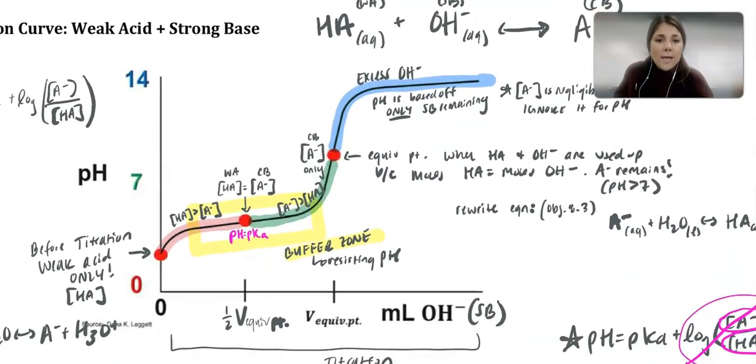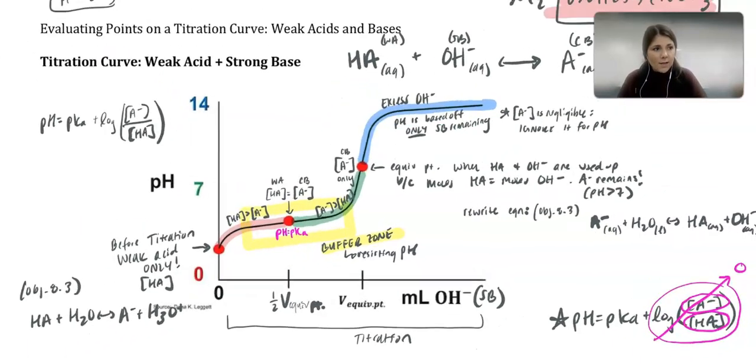So here a buffer, again, would have to be a weak acid and its conjugate base or a weak base and its conjugate acid, which in a sense are pretty much the same thing. All right, that is all I want to say for the weak acid, strong base.